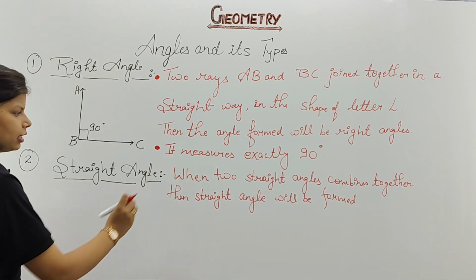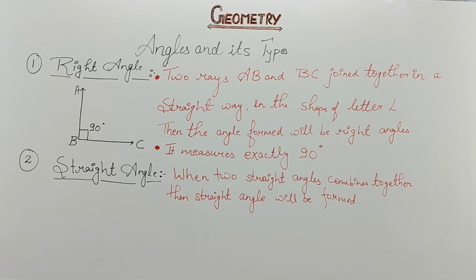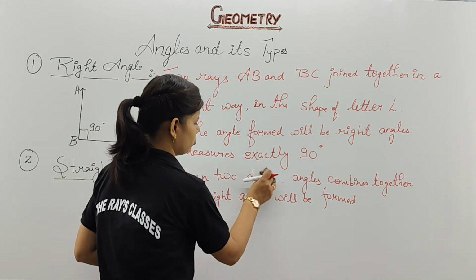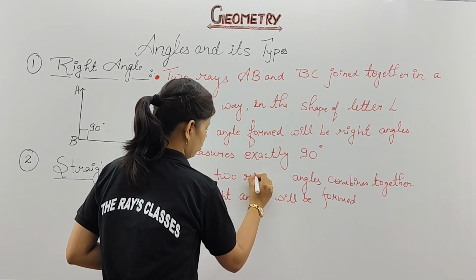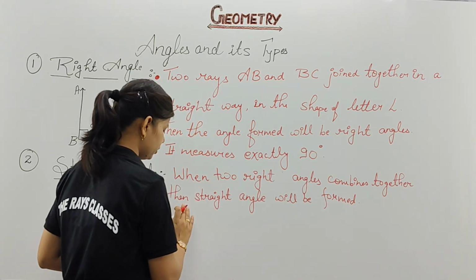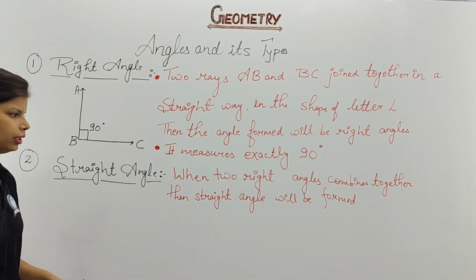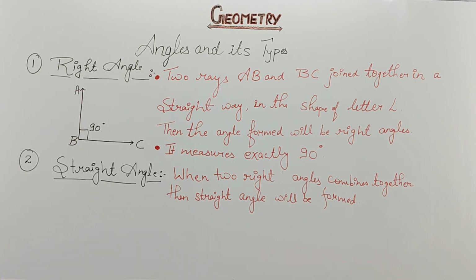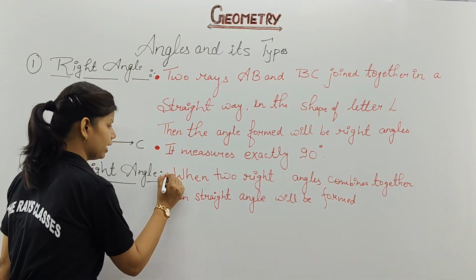And when, sorry, I have written wrong here. When two right angles, here it is not straight. Please erase. When two right angles combine together, then a straight angle will be formed. Clear, no? Now let's go with the next one. That will be, what is its measure? What exactly does it measure? Second point of yours is like this.